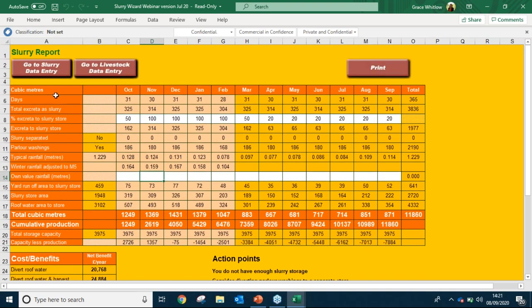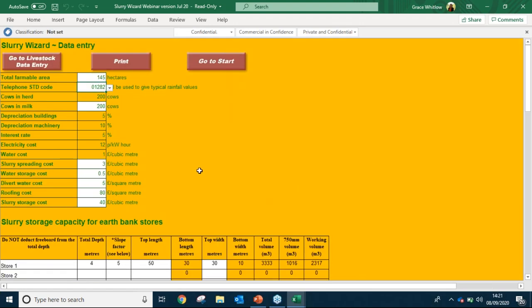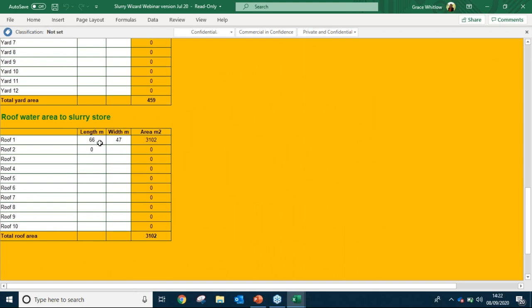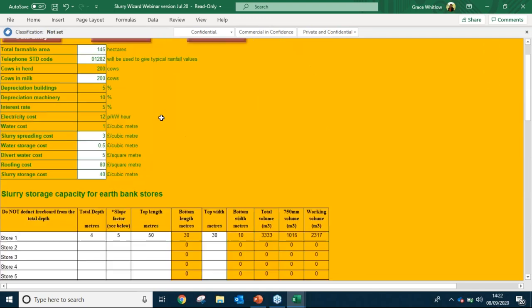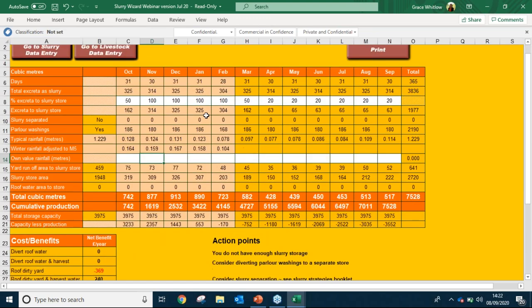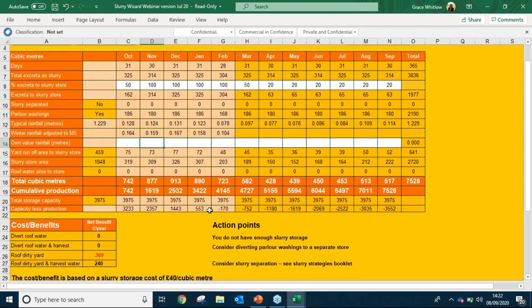So let's go back and do that. We can go back to this page, scroll down to where we've got our roof water area, and we can just eliminate that, put that to zero. We've now mended our gutters, no roof water going in there. Go through to the report again, and we see we've improved the situation. We're still not compliant, we've still not got 5 months, but it's a lot better than it was.